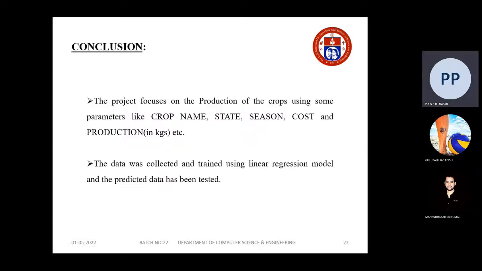And here it is the conclusion. Our project mainly focused on the season and the production of the crops, using parameters like crop name, state, season, cost, production, and some internal properties like chemicals such as nitrogen, phosphorus, potassium, and external properties like temperature, rainfall, humidity, all taken together as one concern. We are doing this project. The data was collected and trained using the linear regression model, and the predicted data has been tested successfully.